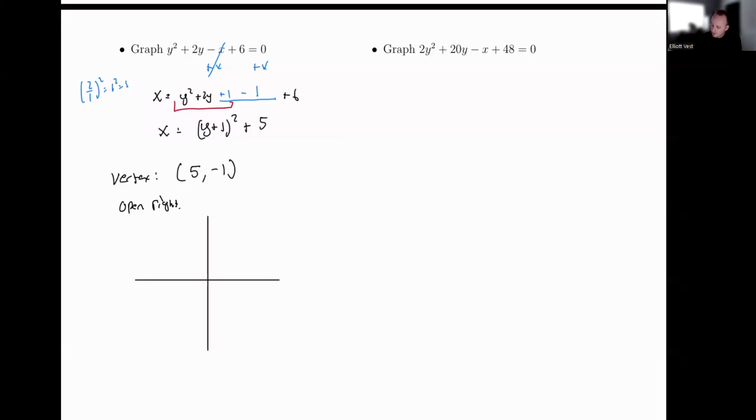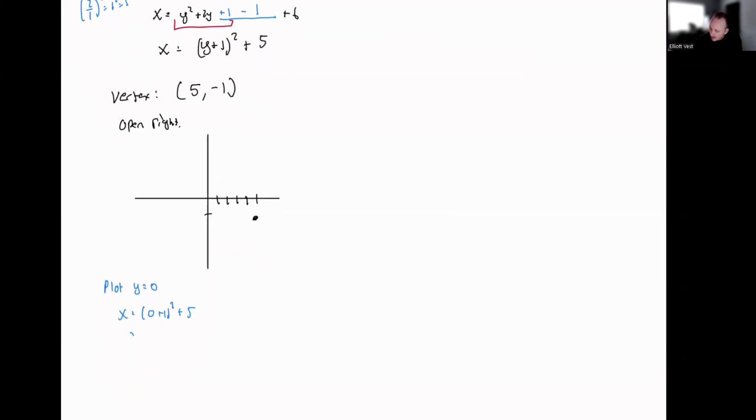We're opening right. So if I go 1, 2, 3, 4, 5, -1, that is 1 point. Let's plot another point. Why not y equals 0? Plot y equals 0. So x is equal to 0 plus 1 squared plus 5. What, 1 squared plus 5 or 6? Keep having an answer of 6 here, so that's kind of interesting. So 0 comma 6 is my other point.